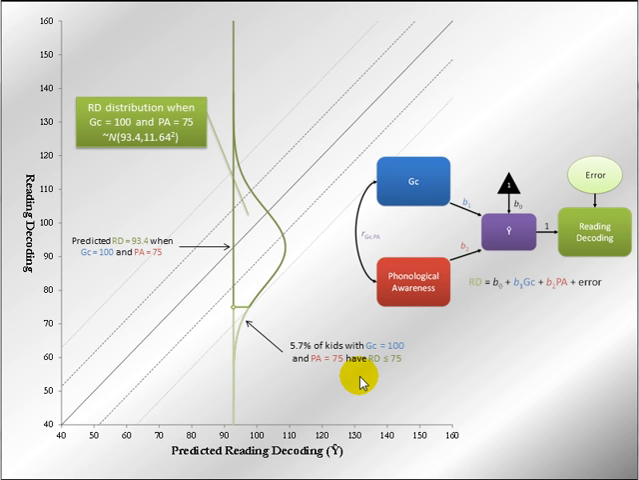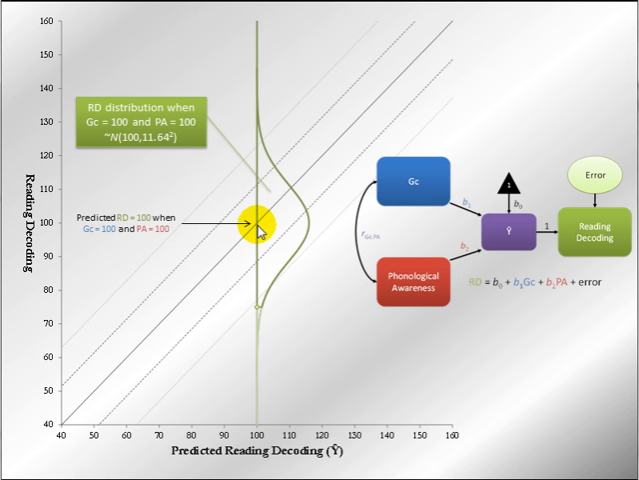So this individual who has a reading decoding score of 75 is actually somewhat unusual, even though phonological awareness is 75. So let's contrast this distribution with the distribution of people who have 100 for both GC and phonological awareness. That is, there's no cognitive deficit. If this is the case, the predicted score for reading decoding is also 100. But not everyone with 100 GC and 100 PA has reading decoding of 100. There's variability in this subgroup.